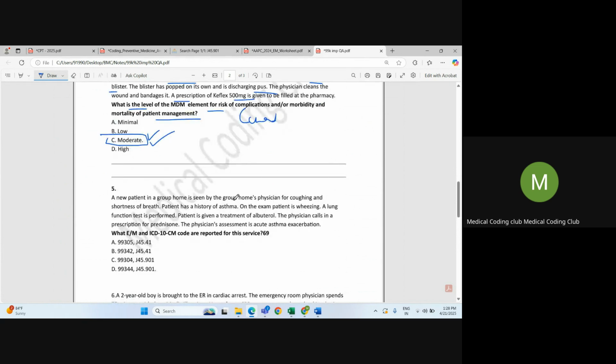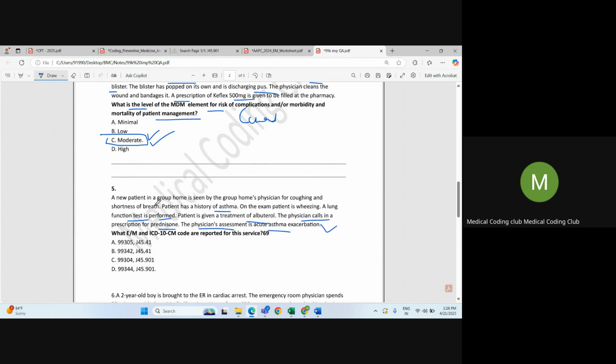Okay. So next question, a new patient in a group home is seen by the group home's physician for coughing and shortness of breath. The patient has a history of asthma, and on the exam is wheezing, and a lung function test is performed. The patient is given a treatment of albuterol. The physician calls in a prescription for prednisone, and the physician's assessment is acute asthma with exacerbation.